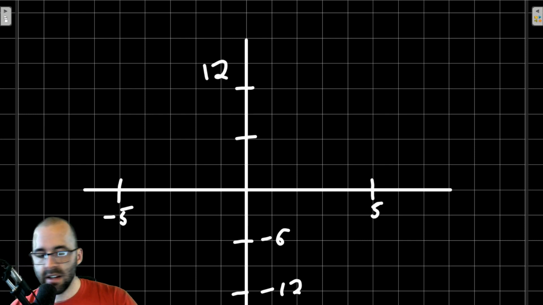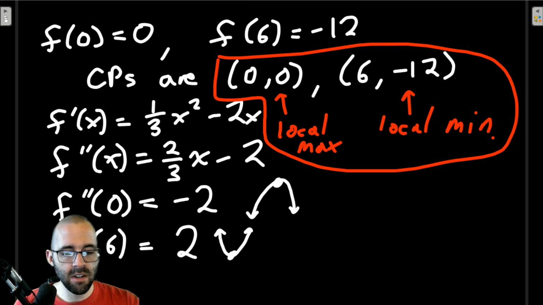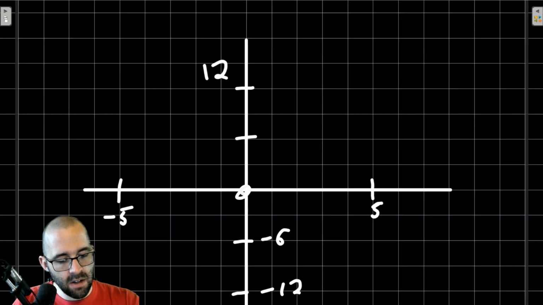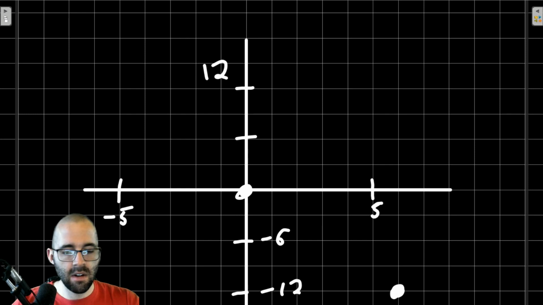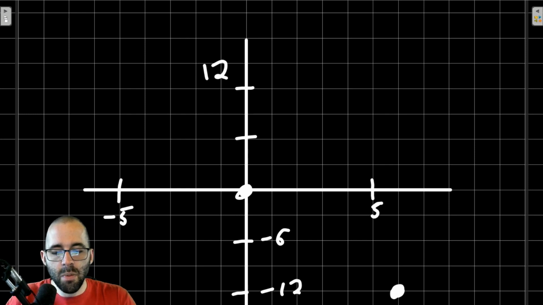We have these local extrema over here. We need to plot these local extrema. So plot the point (0, 0) and (6, -12). (0, 0) is right here. X equals 6 is here. And we have the y value of negative 12. Now we've plotted the points, which is good. We need to incorporate the information now, right?